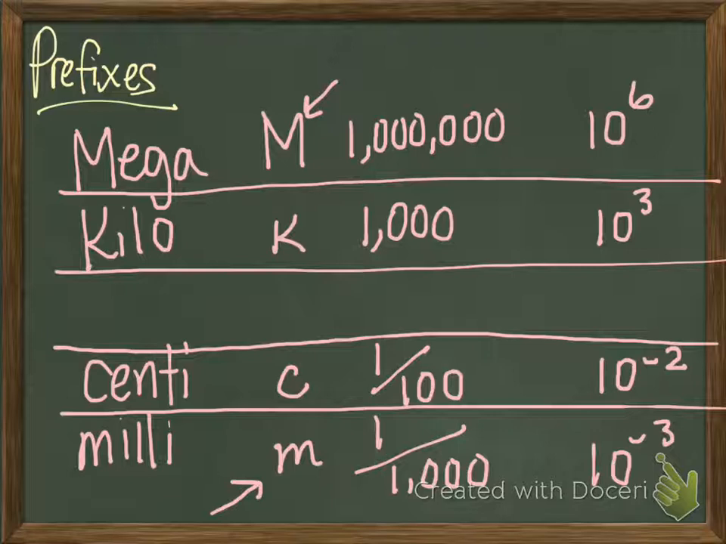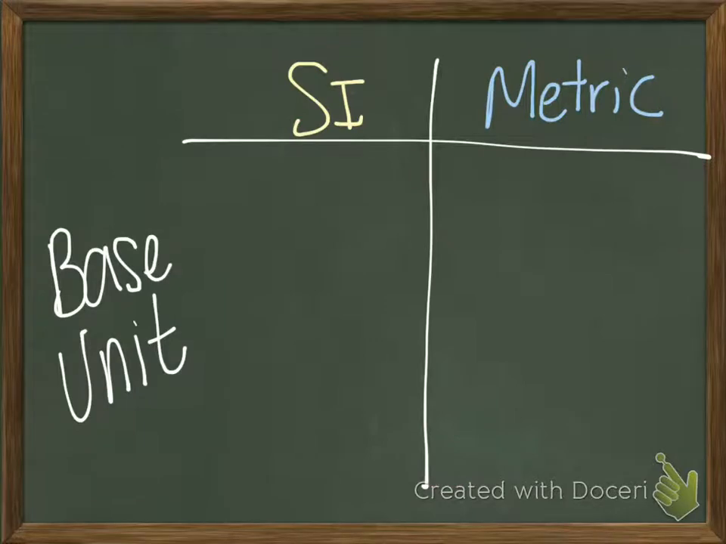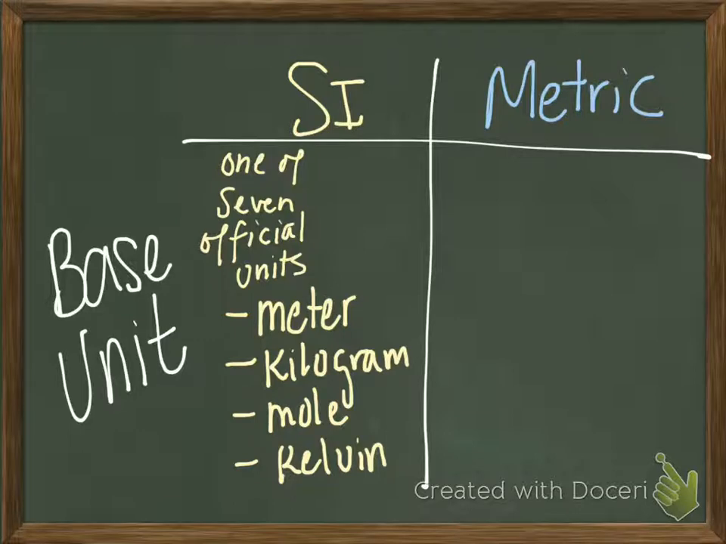Okay, why did I leave this big blank here? Let's talk about base units. The term base unit has two different meanings depending on what we're talking about. So first, let's talk about it in the context of the SI system. When we say base unit in the SI system, what we mean is that it's one of the official 7 units that form the basis of the SI system.